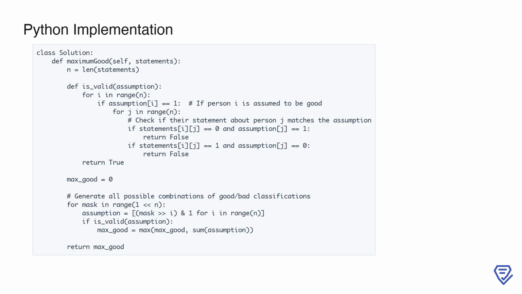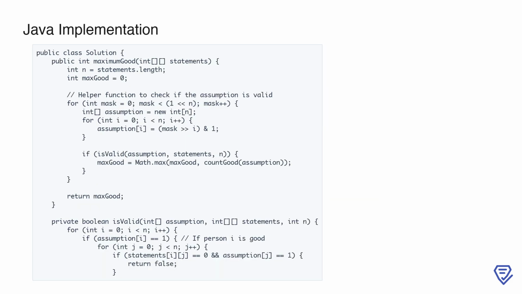This exhaustive search ensures correctness but has a time complexity of 2 to the power of n times n squared, which is feasible for small values of n, up to 15, as constrained by the problem. Here, we begin by defining the maximum good method, which takes a 2D array of statements as input. The size of the array, n, represents the number of people making these statements. We initialize max good to 0, which will eventually store the maximum number of good people we can determine.